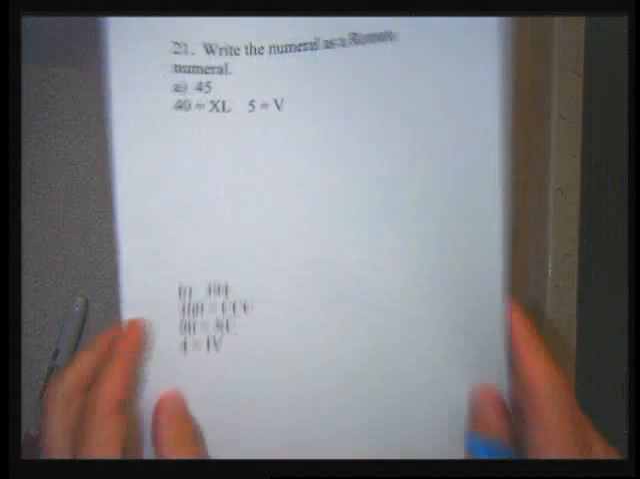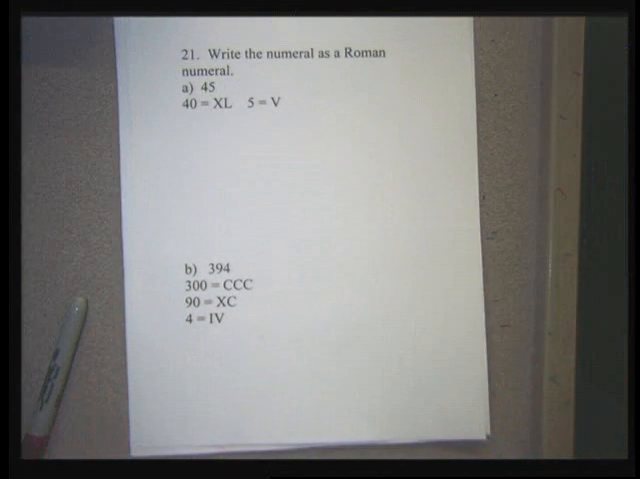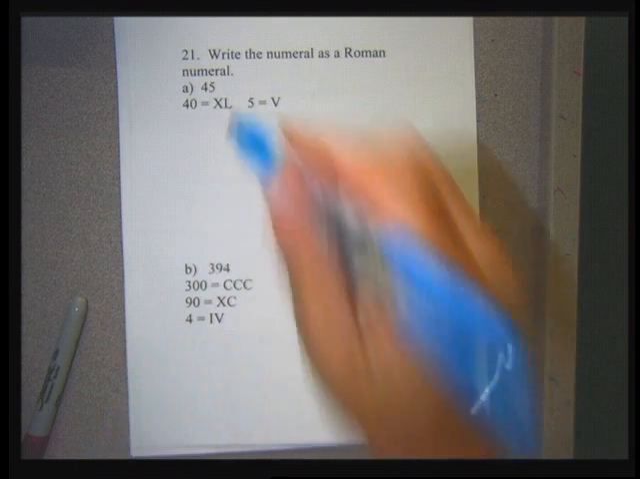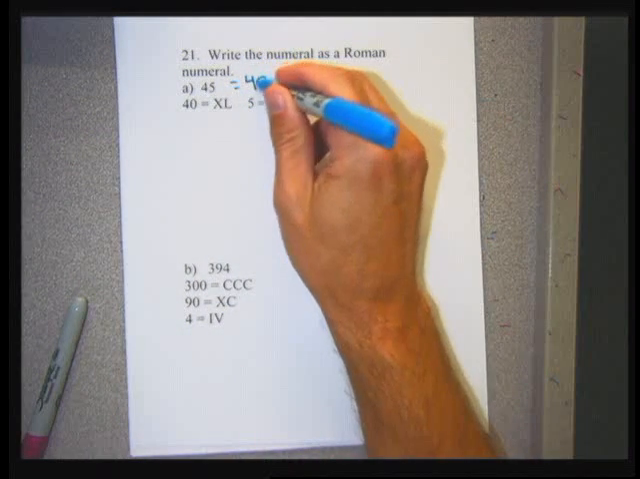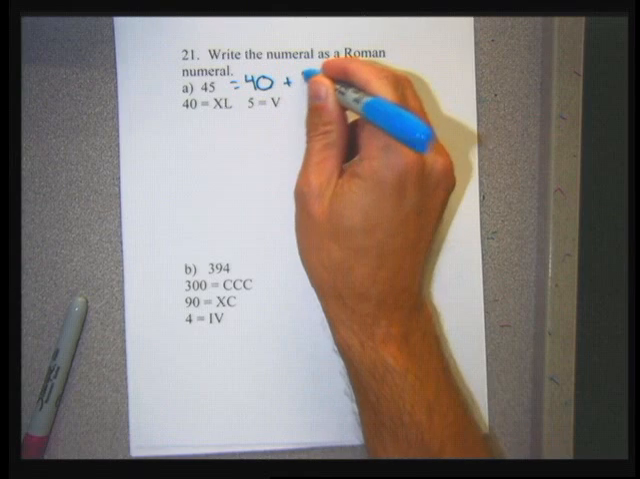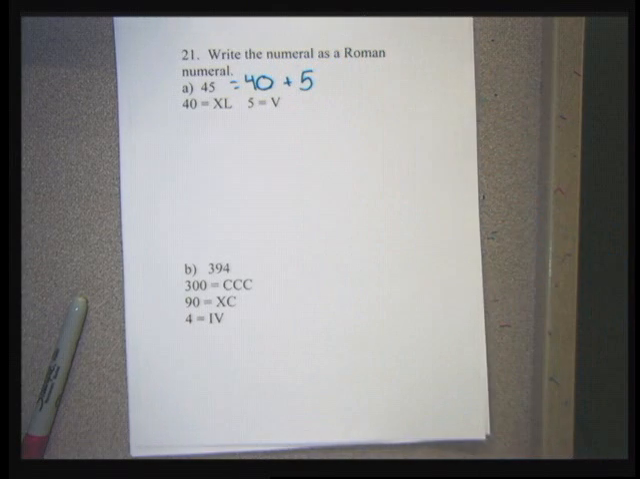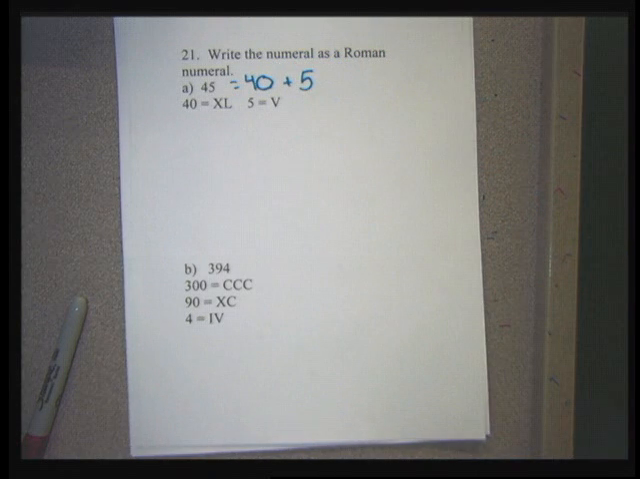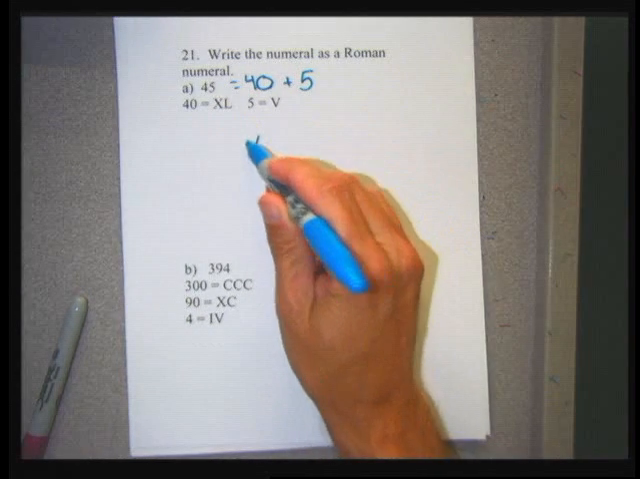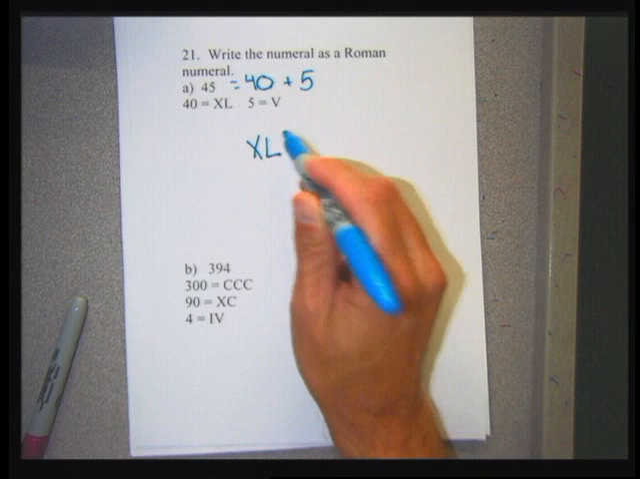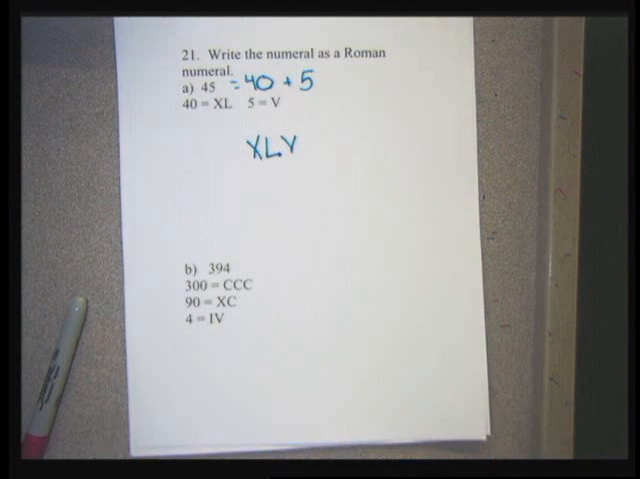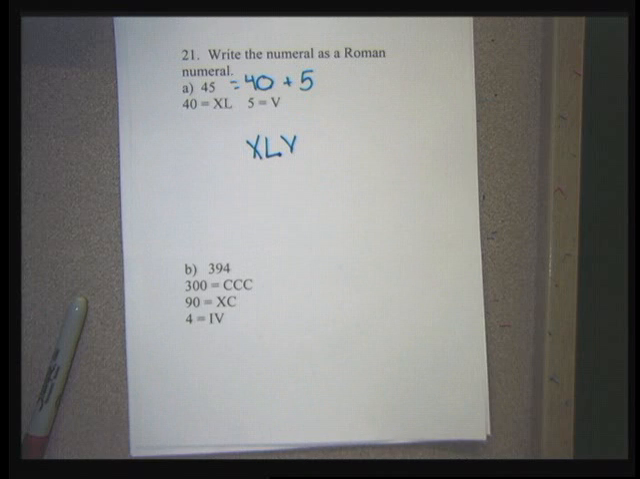The next problems want me to write numbers as Roman numerals, and I need to break each number into its thousands, hundreds, tens, and fives and ones. For 45, I'm going to think of 45 as its tens, which is 40, plus its fives, which is 5, and it doesn't have any ones, so I'm not going to worry about it. 40 is the special symbol, it's XL. So for the 40 part of this, I'm going to write XL. For the V part of this, I'm going to write V. So it's just going to be XLV.